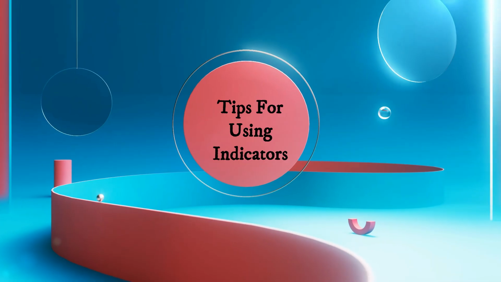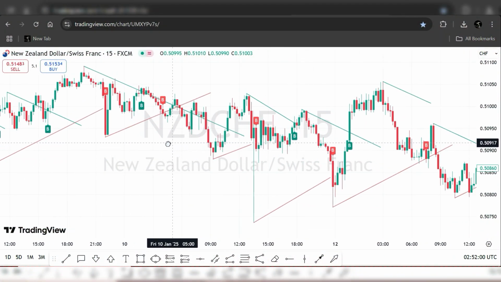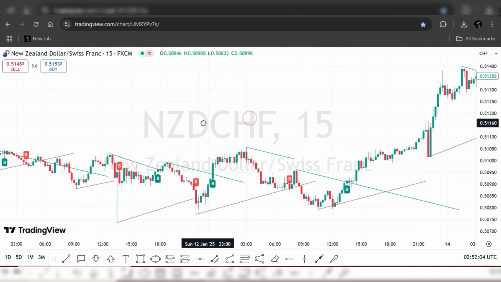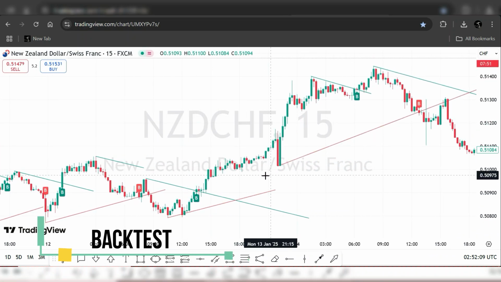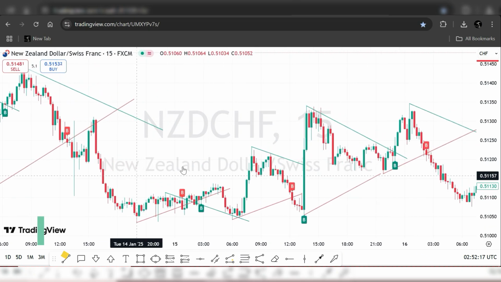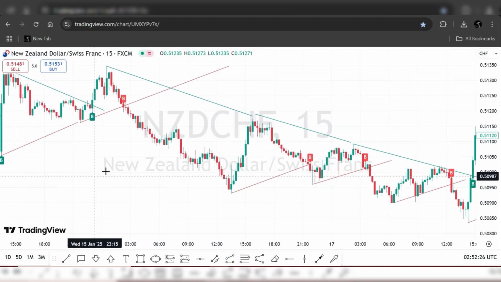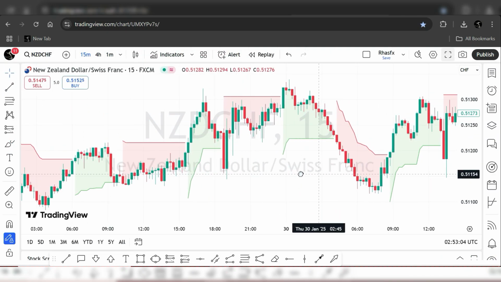Tips for using indicators together. Avoid overloading. Stick to 3-4 indicators to prevent conflicting signals. Test your indicator combination on historical data to refine your approach. Indicators work best when used with fundamental analysis and proper risk management.